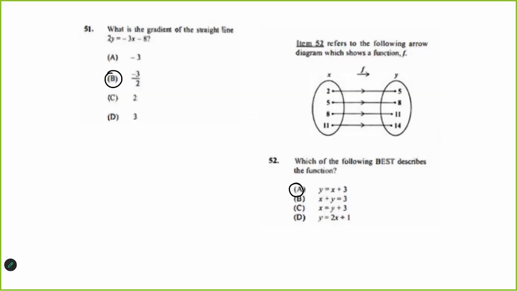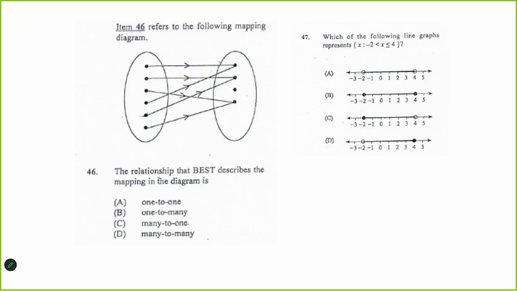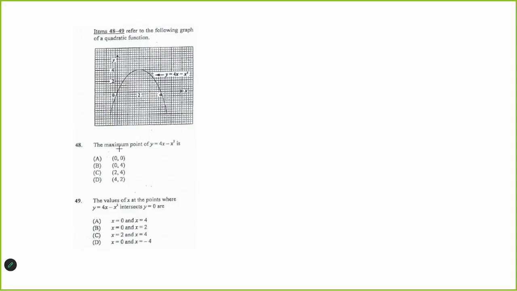And that's the end of May, June 2018. Let's look at January 2018. This is a many to 1. This here would be D. This here your minimum, maximum point, turning point is x is 2, y is 4. This one here, x is 0, x is 4.